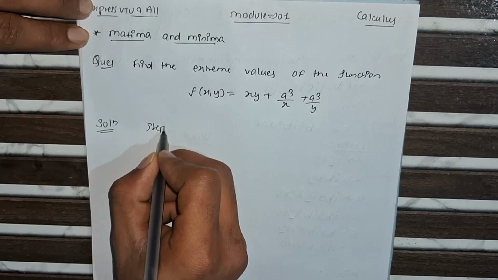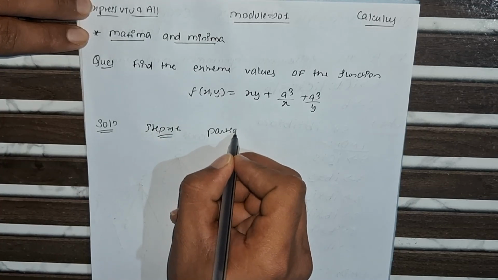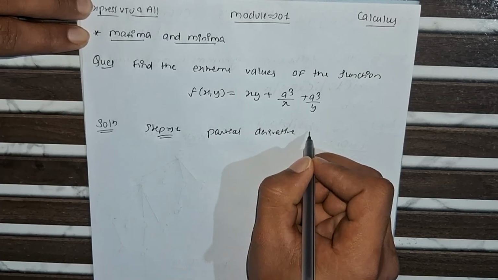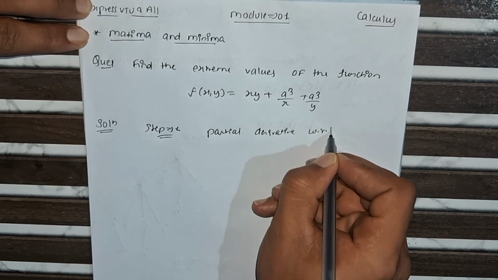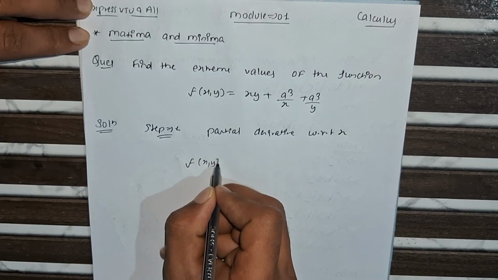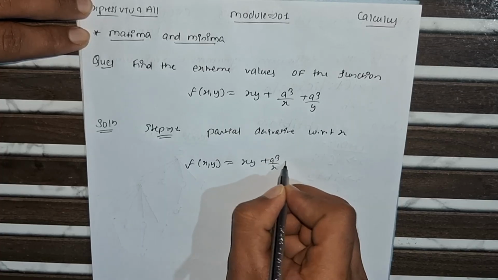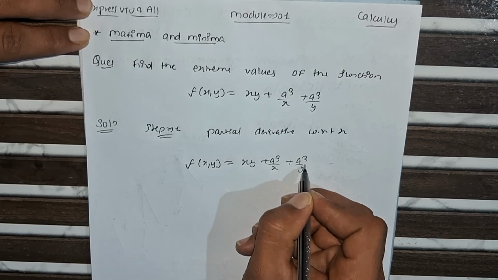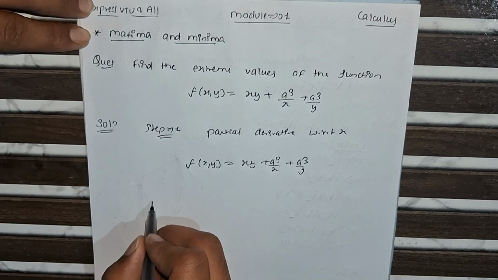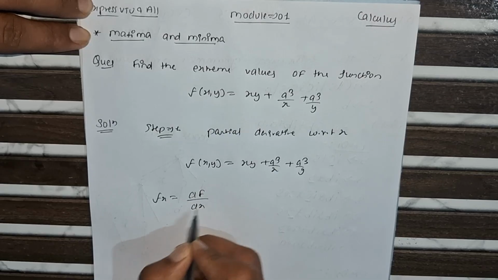So our first step is step 1, which is partial derivative with respect to x. So what is the function, which is f(x, y) = xy + a³/x + a³/y. So we have to differentiate with respect to x, means fx equals to differentiate the function with respect to x. We can write it as.